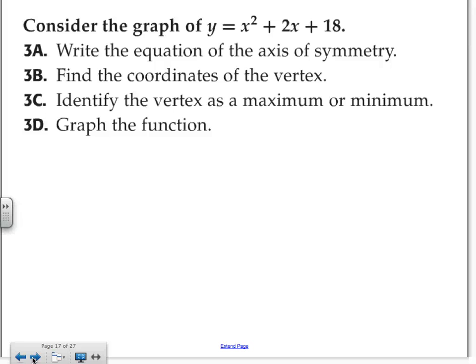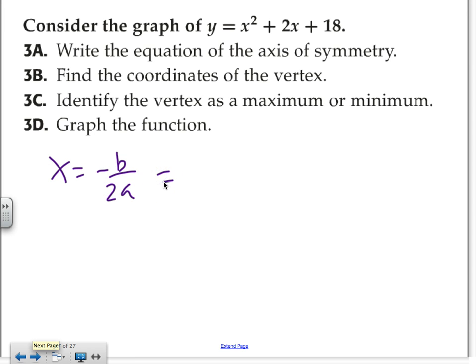What do you want to find? Let's find the vertex. How do we find the vertex? You want to use the formula to find the vertex, or you want to complete the square? Okay, let's use the formula then. x equals negative b over 2a. Okay, let's start with that.